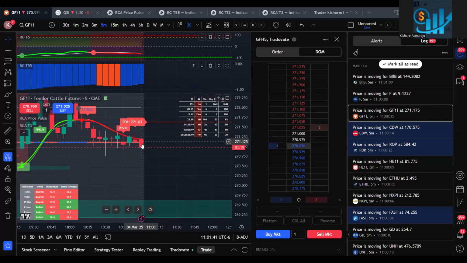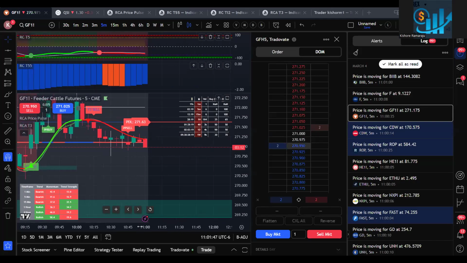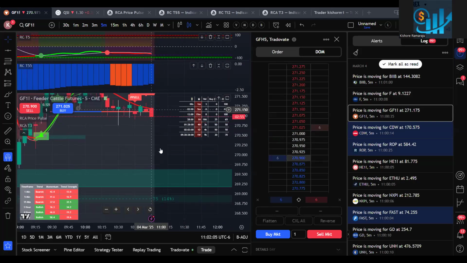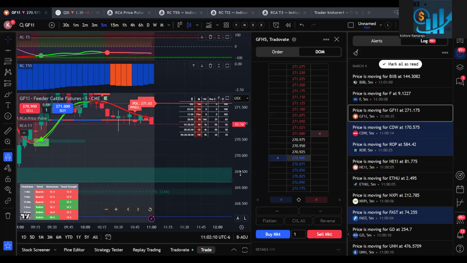So we got a sell signal here. I got a price pulse sell and also a T3 sell. The volume is completely red. This is also red. Momentum is also red. Only here I have some buyers. If this also turns red, then we can enter and it can come all the way down till here. This is a futures ticker. If I want to take a little risk, I can enter it.